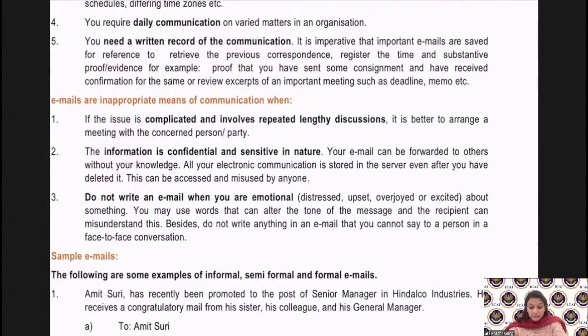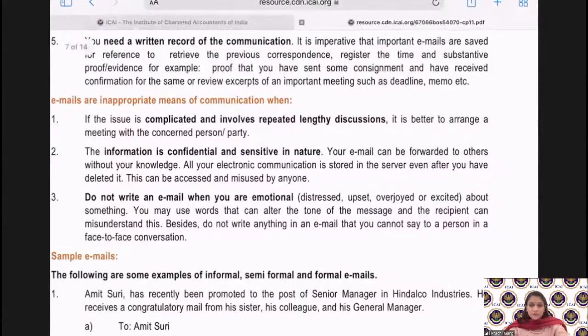Do not write an email when you are emotional. Do not write an email when you are upset, too happy, too stressed, or angry at somebody, because that is the time you can use bad language, or your tone can be inappropriate. And if you're too happy, then you might get very friendly and too casual about things. So don't do that either. Am I clear? Are we clear till here, guys?